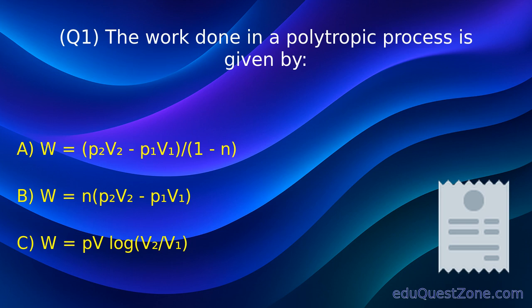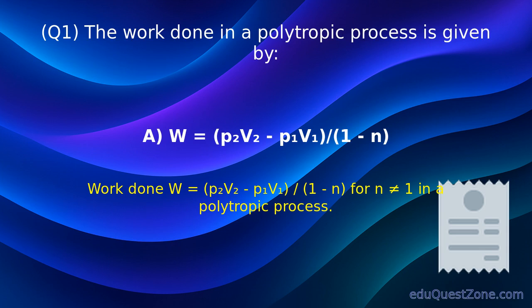Question 1. The work done in a polytropic process is given by Option A. W equals P2V2 minus P1V1 divided by 1 minus n. Work equals P2V2 minus P1V1 divided by 1 minus n.